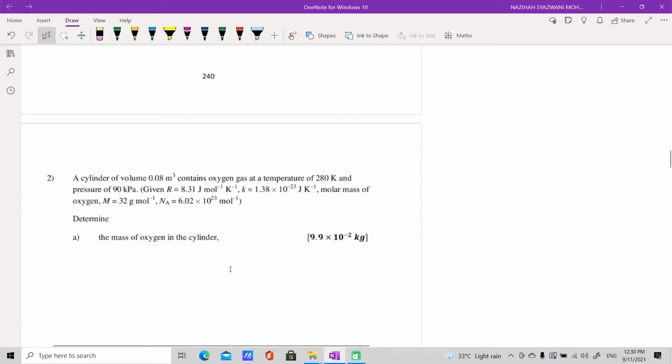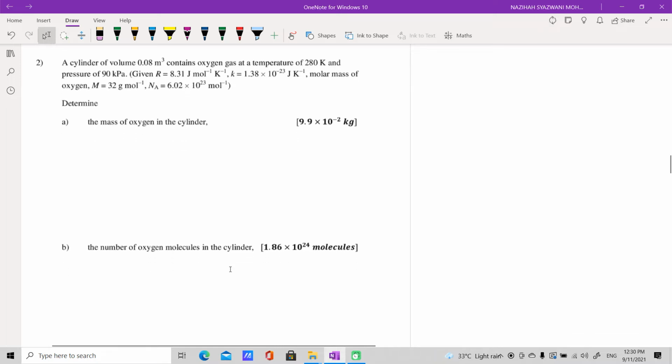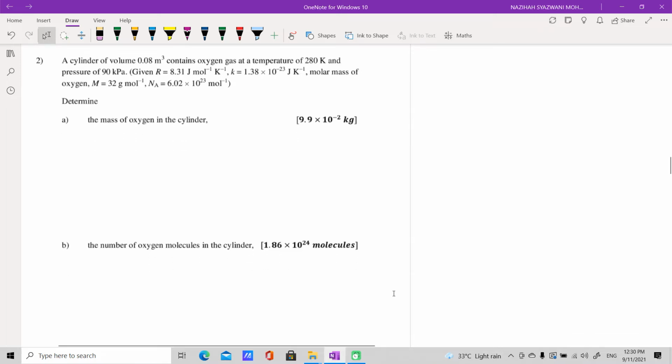So next, let's continue with question number 2. Okay, let's continue with question number 2. So for question number 2, a cylinder of volume 0.08 meter cube. So this is the volume of the cylinder, 0.08 meter cube, contains oxygen at temperature 280 Kelvin and pressure of 90 kilopascal. Okay, given that R is 8.31 joules per mole per Kelvin and k is 1.38 times 10 to the power of negative 23 joules per Kelvin. Molar mass of oxygen is given 32 grams per mole.